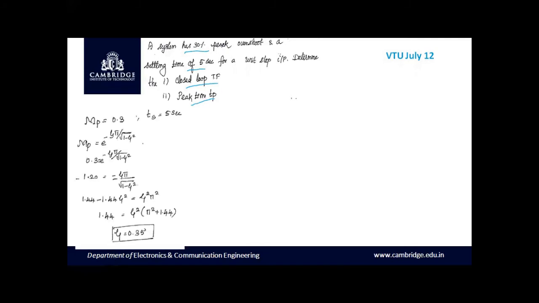So now, given Mp is equal to 0.3 and Tp is equal to 5 seconds, and we know that Mp is equal to e to the power of minus zeta pi divided by square root of 1 minus zeta square. I have substituted Mp is equal to 0.3, which is given in the question. So 0.3 is equal to e to the power of minus zeta pi divided by square root of 1 minus zeta square. As usual procedure, we have to take natural logarithm on both sides. Hence we have obtained minus 1.20 is equal to minus zeta pi divided by square root of 1 minus zeta square. From this simplification, we can obtain zeta as 0.35.